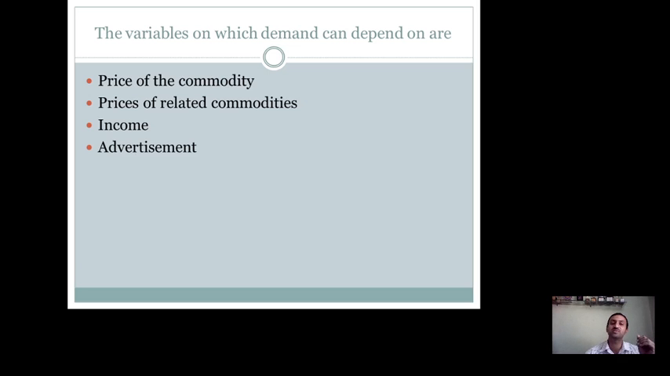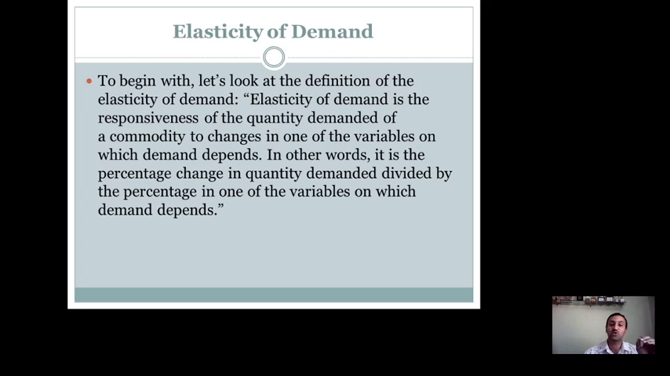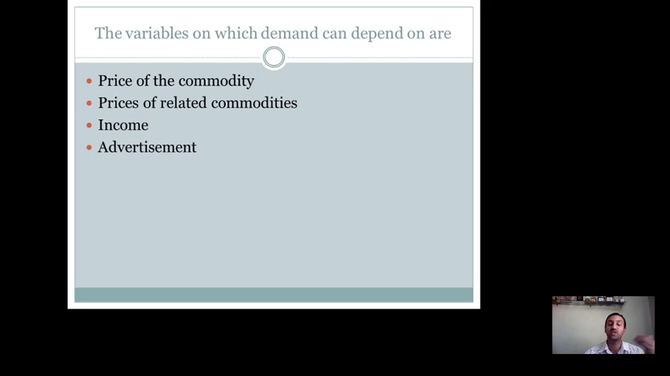Small problems may come for calculation of elasticity of demand for 5 marks. Those problems we shall see in upcoming classes. But we should remember that elasticity of demand means the responsiveness of the quantity demanded of a commodity to change in one of the variables on which demand is dependent. So the variables on which demand is dependent are price of the commodity, price of related commodities, income and advertisement.